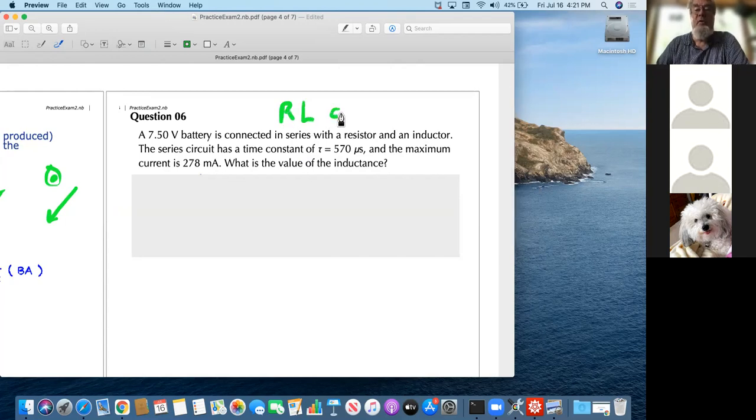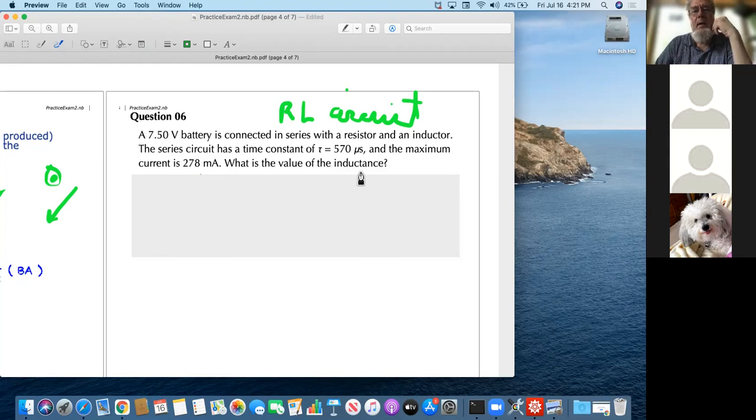There's a resistance and there's an inductance. And it's a DC circuit because it doesn't have any alternating current generator. It just has a battery. Battery can only produce direct current. So it's a DC circuit with resistance and inductance. There's a whole section of that in the book. It has a time constant tau, which is given, and it has some maximum current.